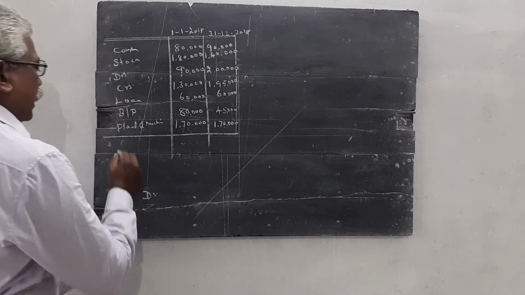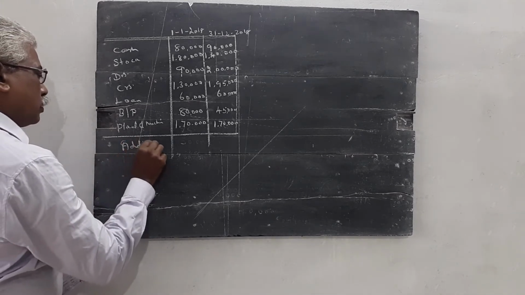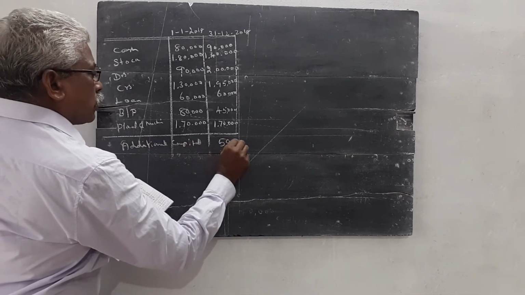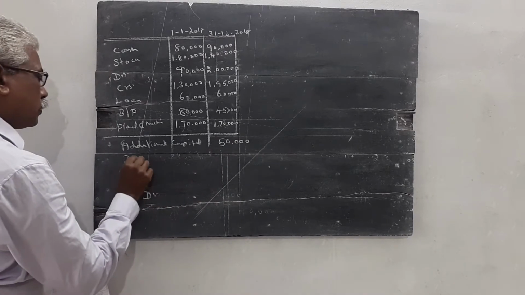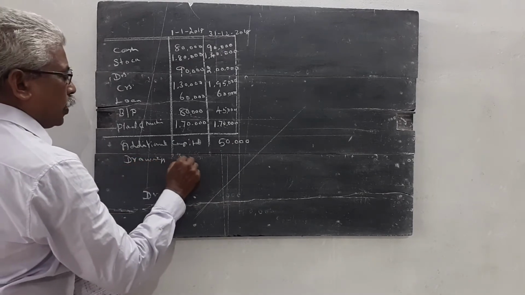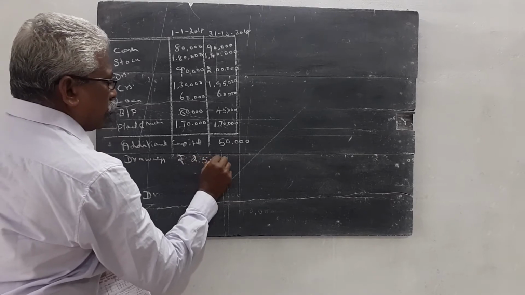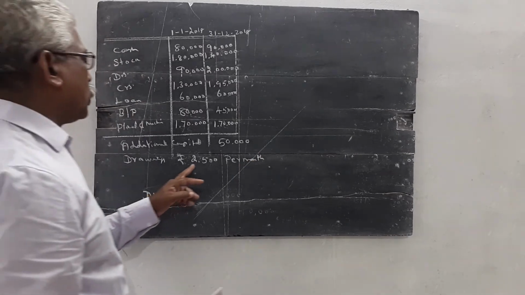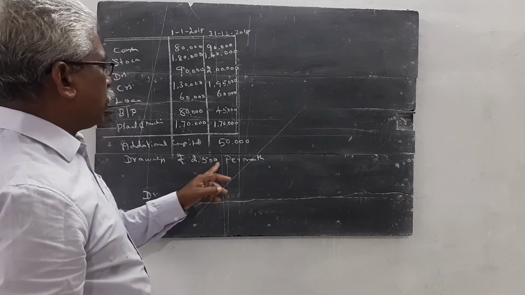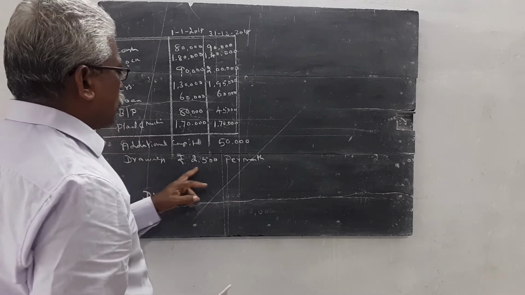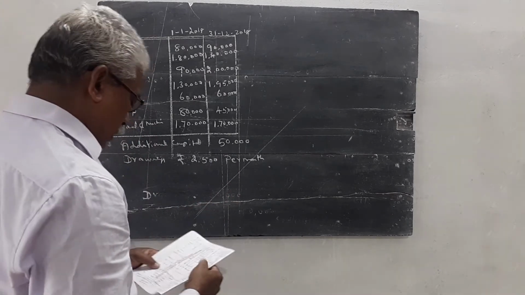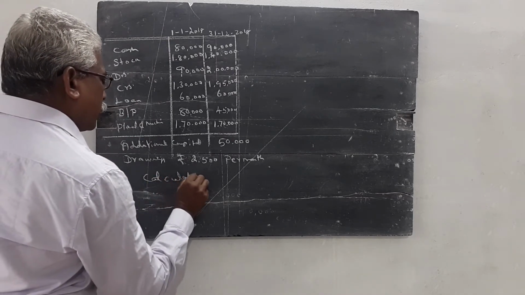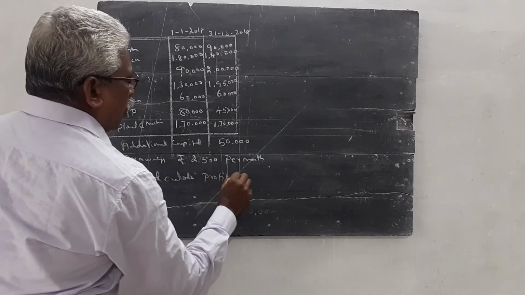Then additional capital 50,000. Drawings rupees 2,500 per month, and each and every month he withdrew 2,500. So 2,500 into 12, the total drawings is equal to 30,000. Then calculate profit or loss.